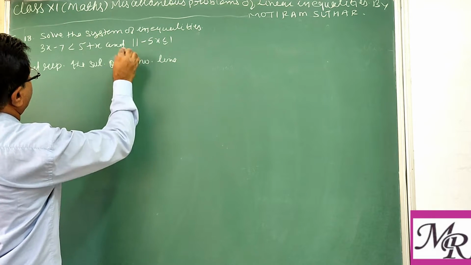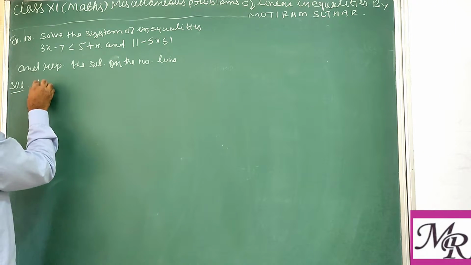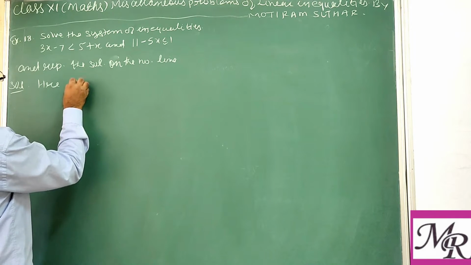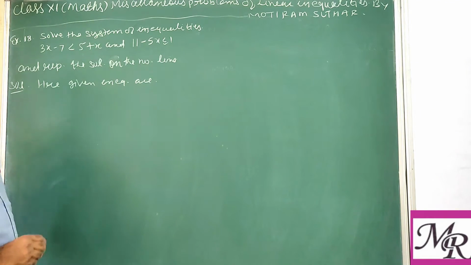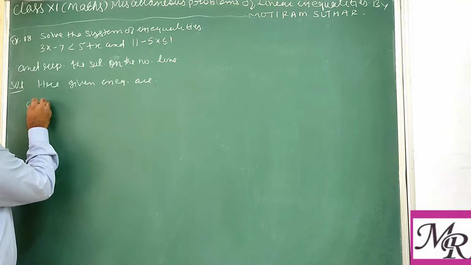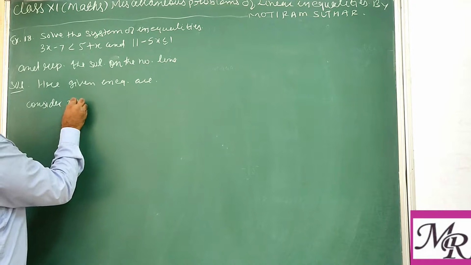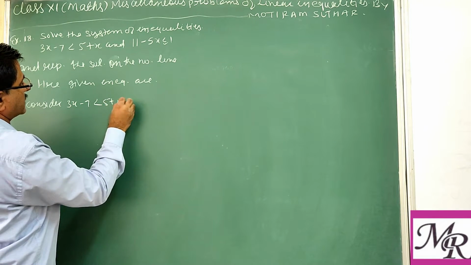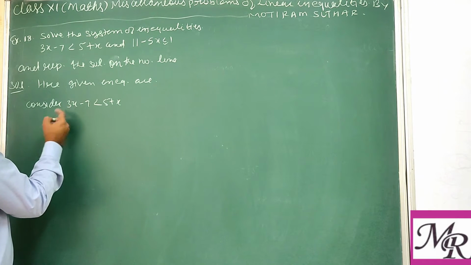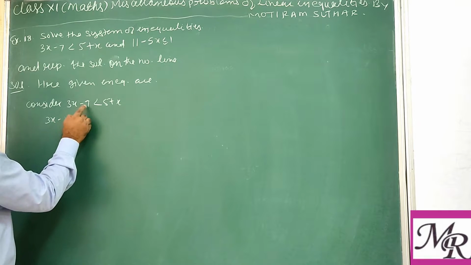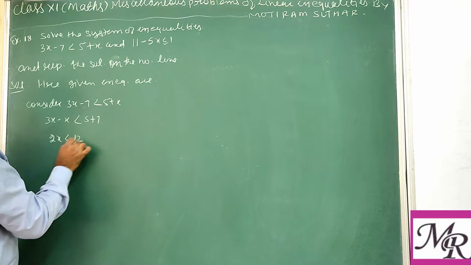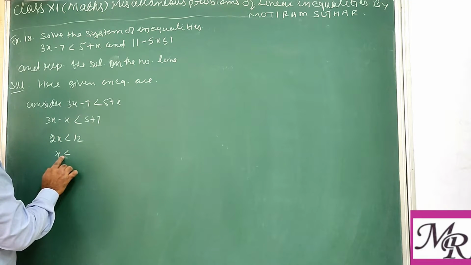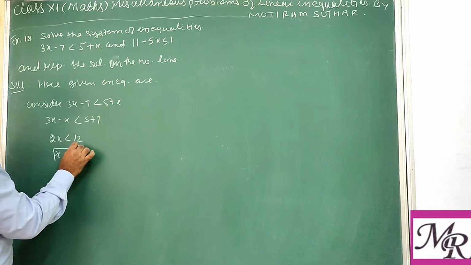On the number line. So in solution you write here given inequalities are. So you can solve both separately because they are given separately. So consider first one, 3x minus 7 less than 5 plus x. So now you can transfer x to this side, 3x minus x, and minus 7 transfers to this side, so plus 7. So 2x less than 12. So divide both sides by 2. So this is x less than 6.